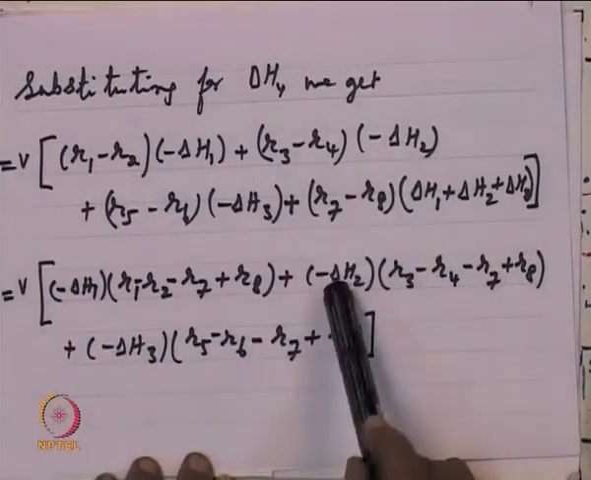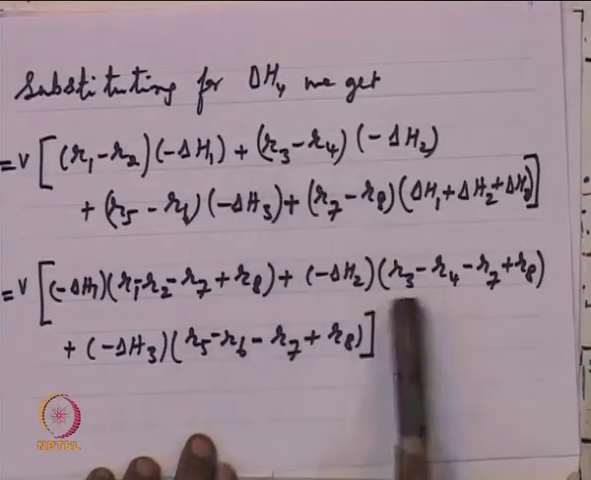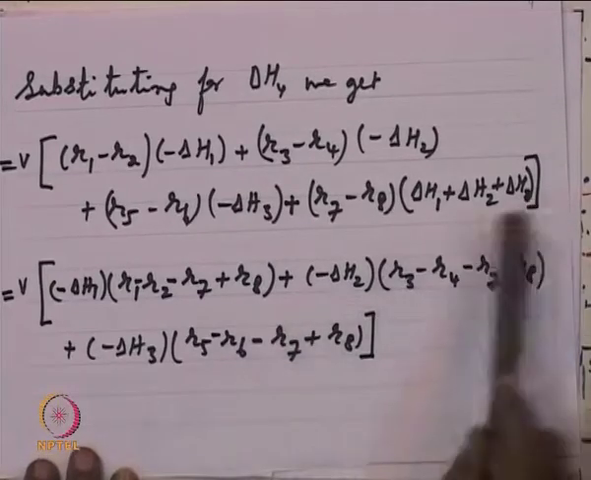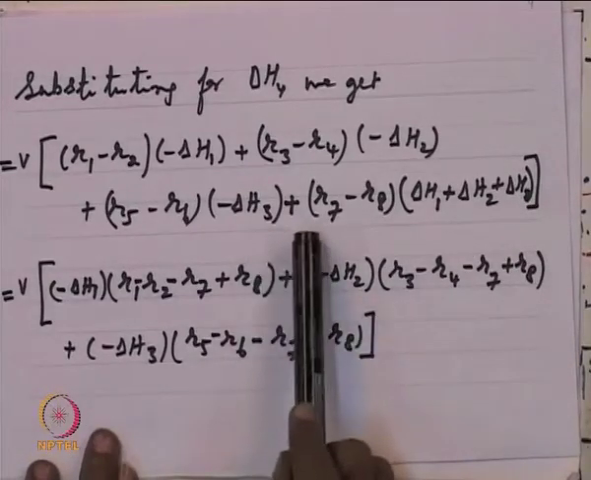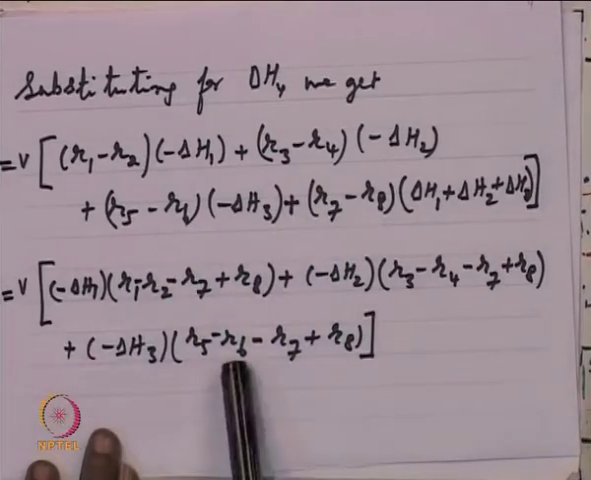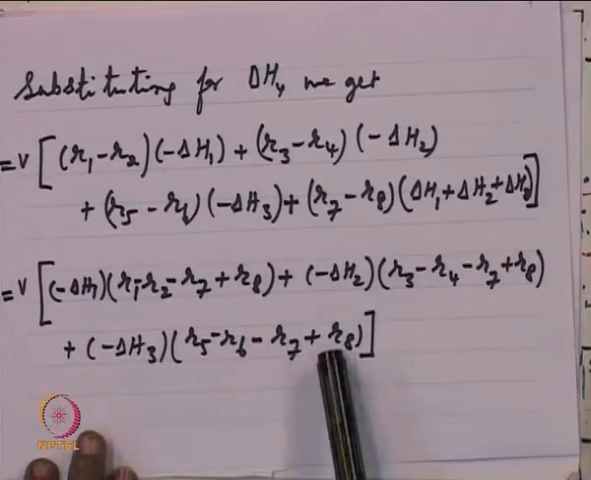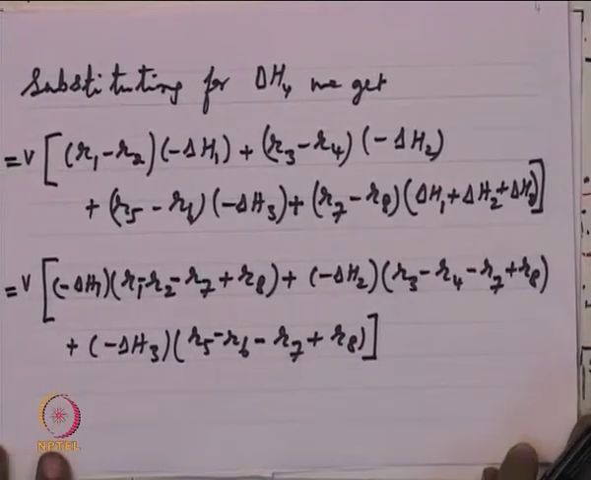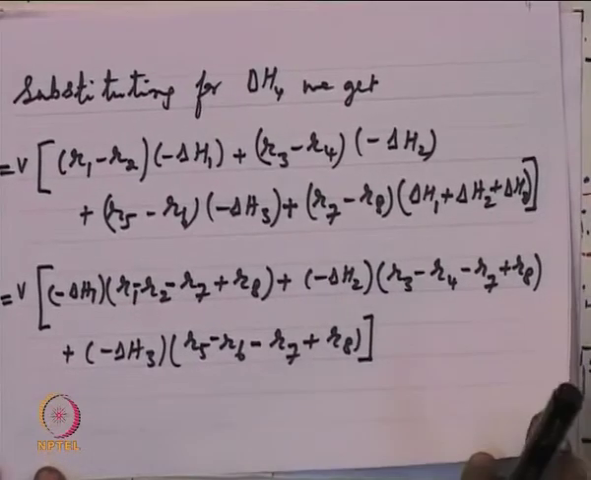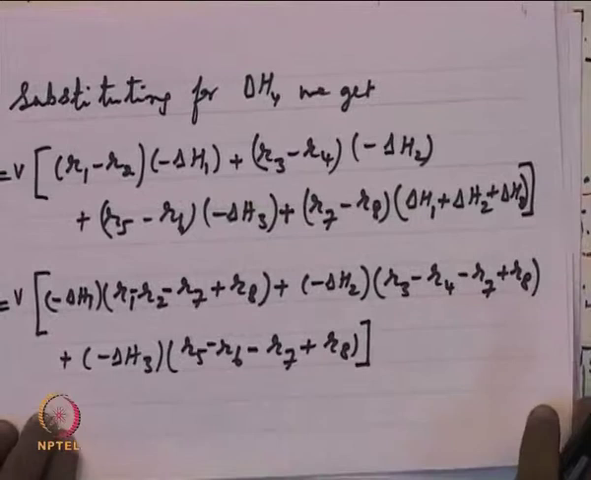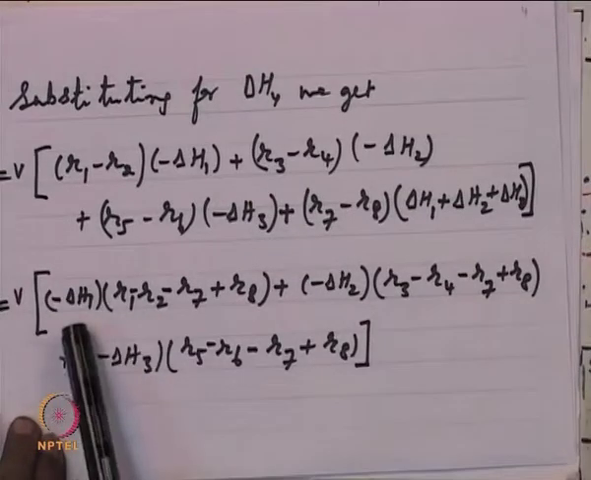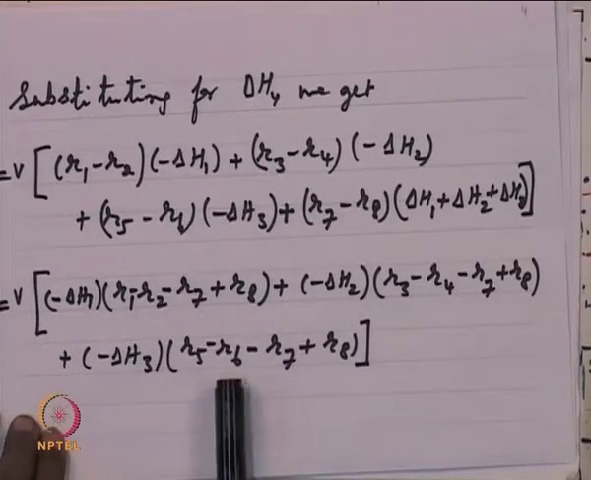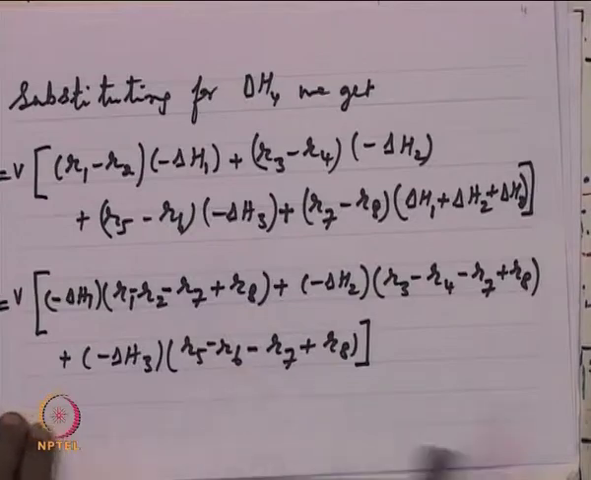Then delta H2 multiplied by (R3 minus R4) and then minus (R7 minus R8), as you can see here. Similarly, delta H3 multiplied by (R5 minus R6) and then minus (R7 minus R8). Nothing new has been done; it is simply assembling them together in a form we can deal with conveniently. Now, what we recognize is that for each of these terms multiplying delta H1, delta H2 and delta H3, we can find out what those numbers are using our material balance.